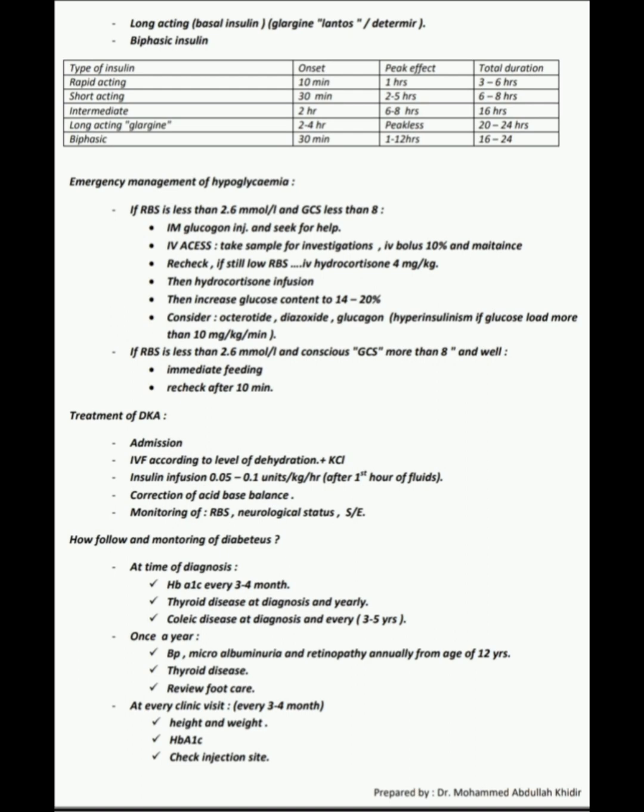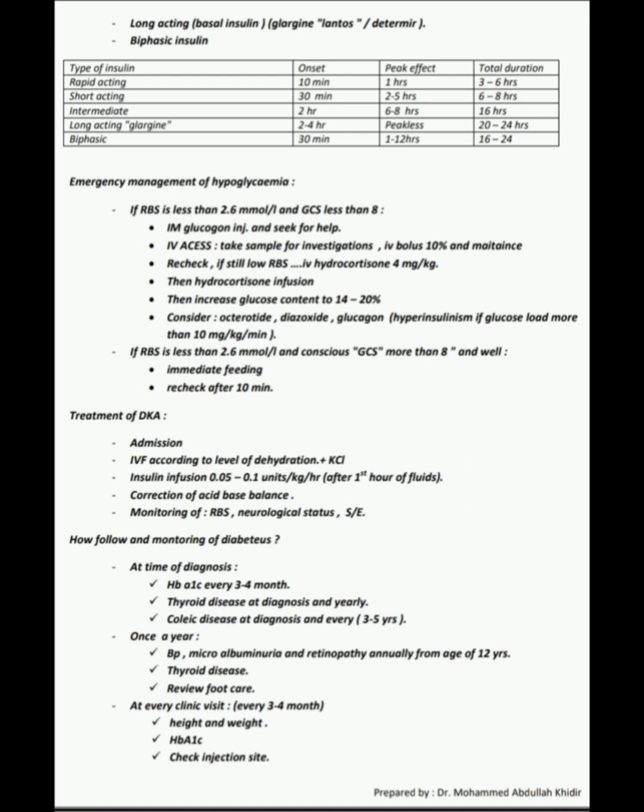Type of insulin, onset, peak effect and total duration. Rapid acting insulin has a 10-minute onset, peak effect at 1 hour, total duration 3 to 6 hours. Short acting insulin: onset is 30 minutes, peak effect 2 to 5 hours, total duration 6 to 8 hours. Intermediate insulin: 2-hour onset, peak effect 6 to 8 hours, total duration 16 hours. Long acting Glargine: onset 2 to 4 hours, peakless, total duration 20 to 24 hours. Biphasic insulin: onset is 30 minutes, peak effect 1 to 12 hours, total duration 16 to 24 hours.